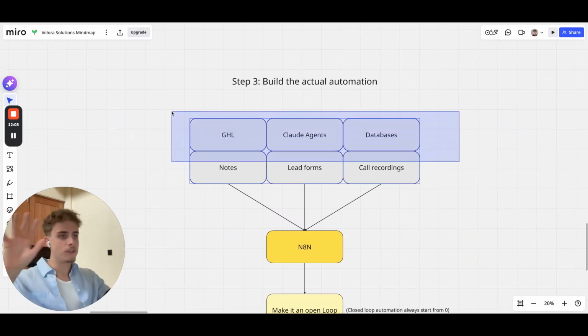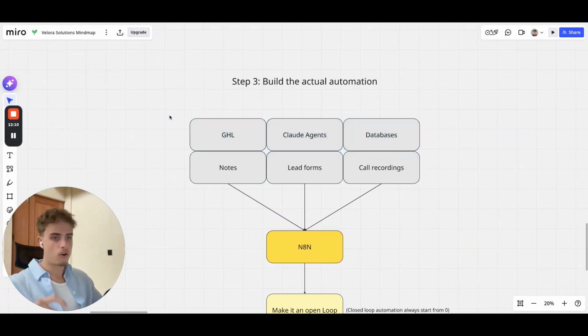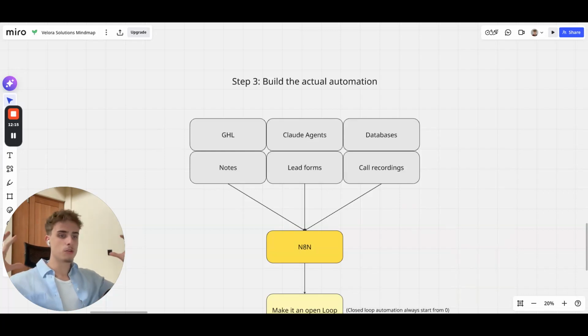So you need to grab all of these things that we talked about, all the Claude agents, all your notes, GoHighLevel, the lead forms, call recordings, databases, and you need to put everything into N8N. Don't overcomplicate the build. Just make a simple pipeline from A, B, C, D, E, F, G. Just make a simple pipeline for all of it.